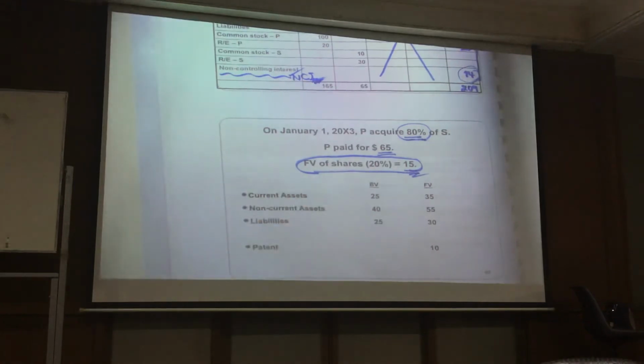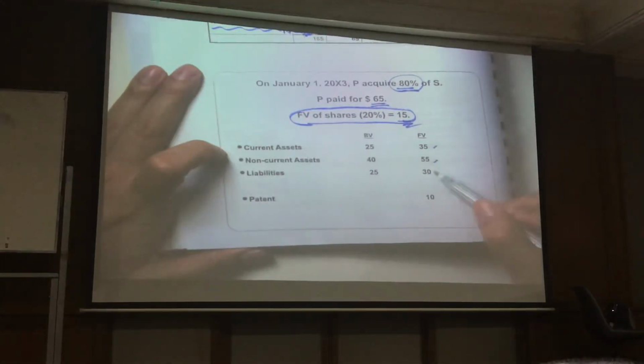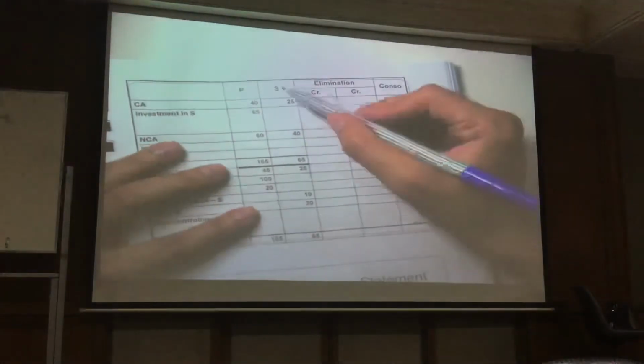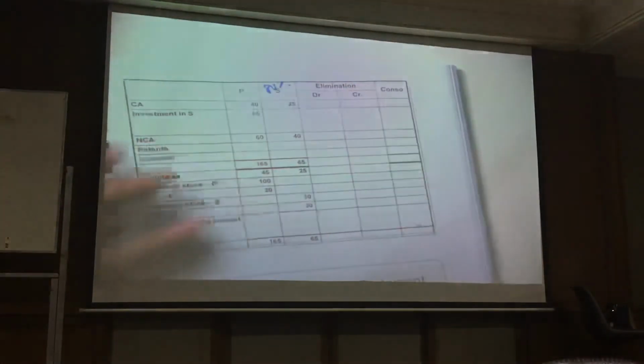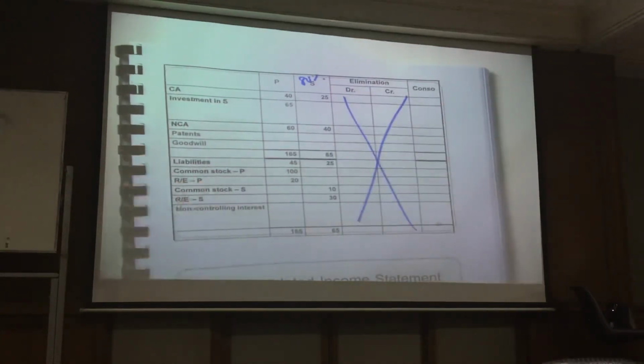Alright, so what happened? Everything is the same. 35, 55, 30, and 10, which is fair value. Book value is the same. Turn to the next page. Everything is the same. Now, fill in the blank for me. What do you expect to see?